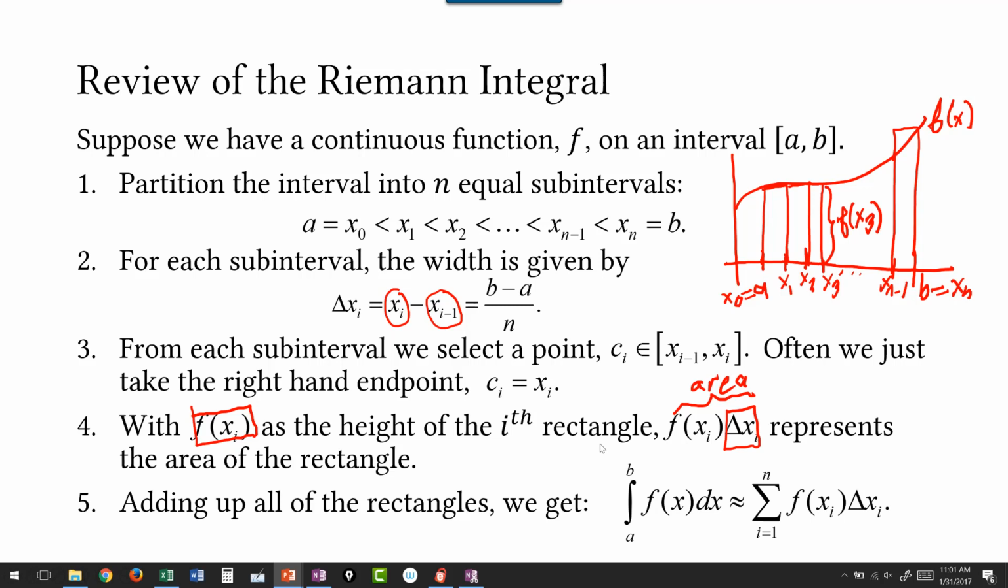So on the left, we have the true area under the curve from a to b. And on the right, we have the sum of the areas of all of our rectangles.